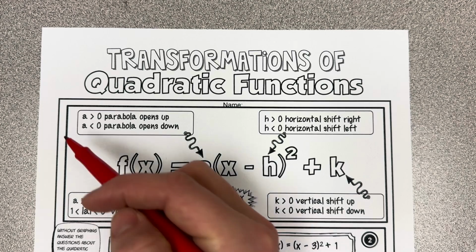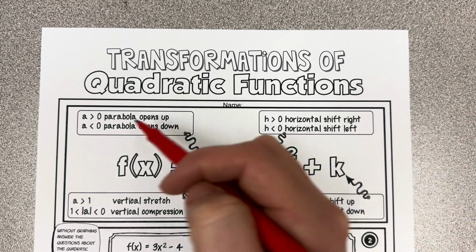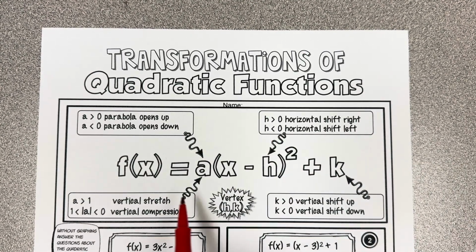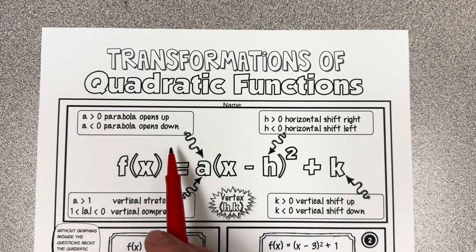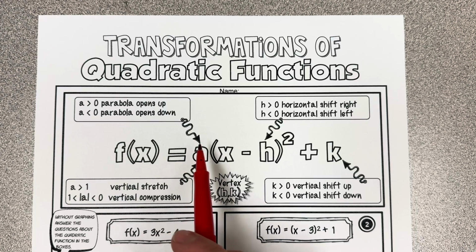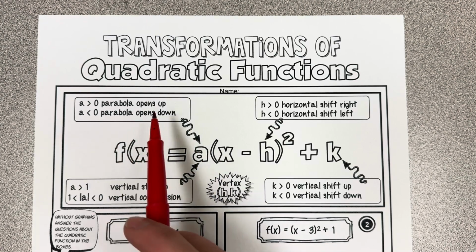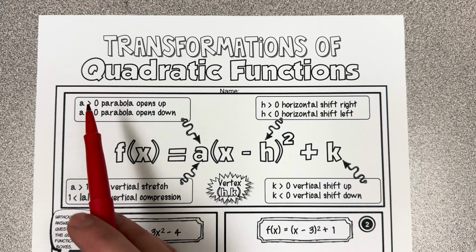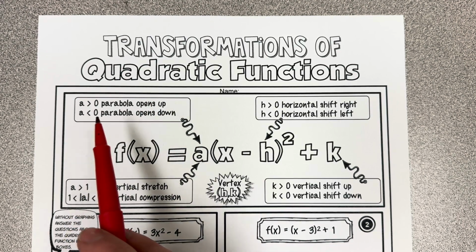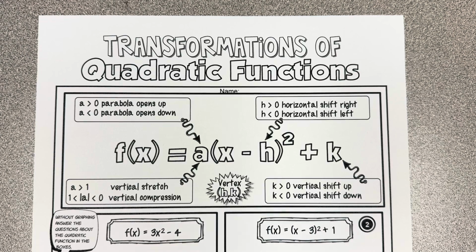Okay, so this first box right here is simply some rules. It's showing us a function or an equation in vertex form, identifying parts of that equation. A is going to determine which way the parabola opens, either up or down. So if it's positive, meaning greater than 0, it's going to open up. If it's negative, it's going to open down.